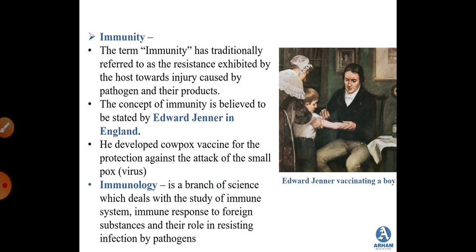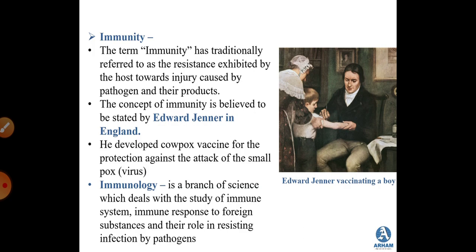Now, Edward Jenner developed a cowpox vaccine which was used for protection against the attack of smallpox. Now, smallpox, we very well know, is a viral disease. So, Edward Jenner developed a vaccine mainly from cowpox, and this was used to protect against the attack of smallpox. Here in this picture, you can see that Edward Jenner is vaccinating this small boy. So probably he is vaccinating the small boy with the smallpox vaccine.